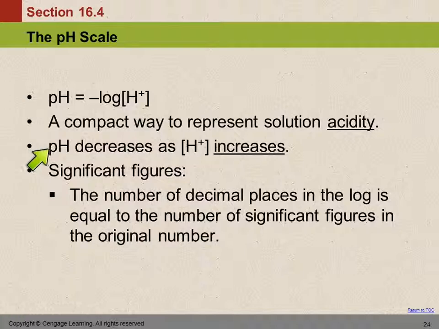The pH will decrease as the hydrogen ion concentration increases. That's because of that negative sign. As you get closer to 1, the number will get smaller.